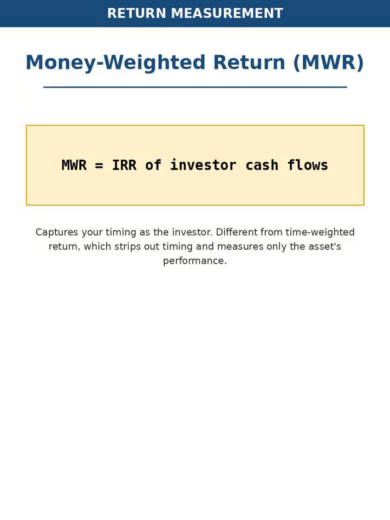Money-weighted return, or MWR. This is the IRR of all your investor cash flows. It captures your timing as an investor. If you put more money in just before a market drop, your MWR suffers, even if the asset itself performed fine. Time-weighted return measures the asset. Money-weighted return measures you. Both are essential for performance evaluation.